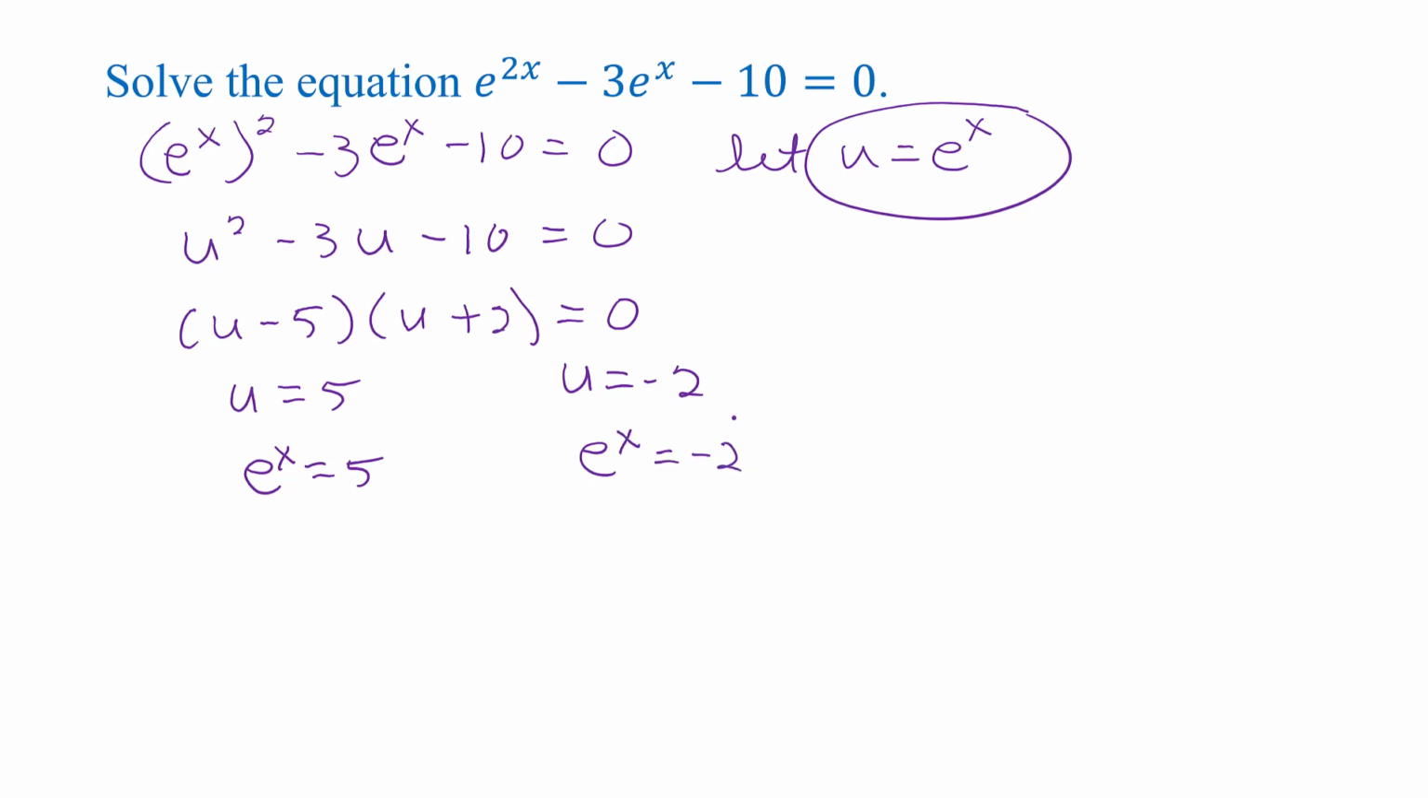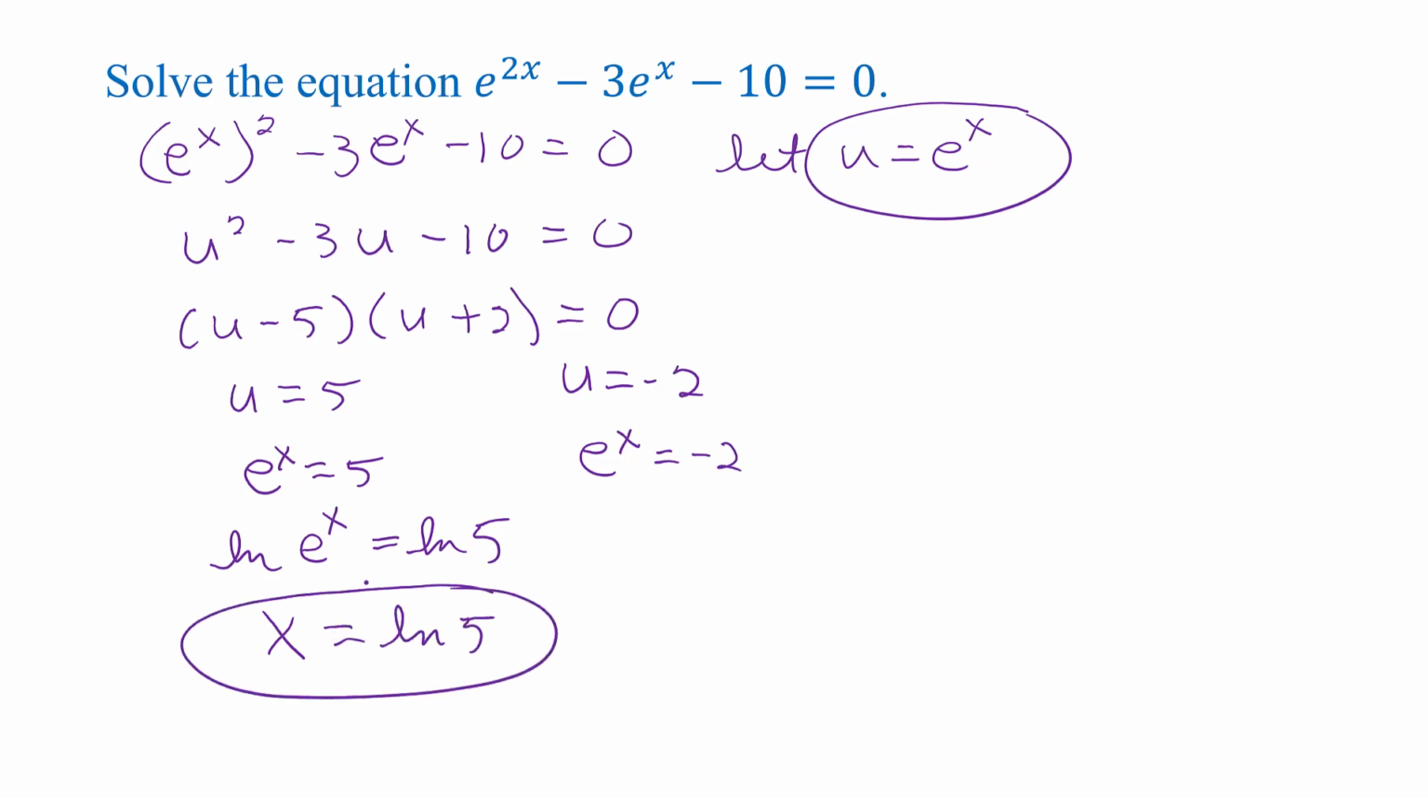Okay, so for e to the x equals 5, this is in the form b to the m equals y. So I can take the natural log of each side here. The natural log of e to the x equals the natural log of 5. And the natural log of e to the x is equal to x, so we have the solution x equals natural log of 5. For e to the x equals negative 2, think of the graph of e to the x.